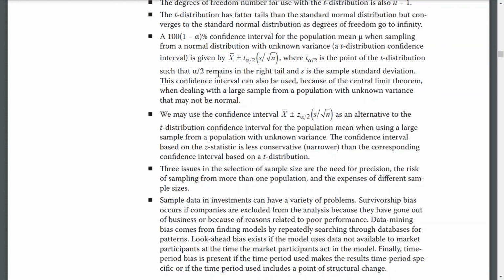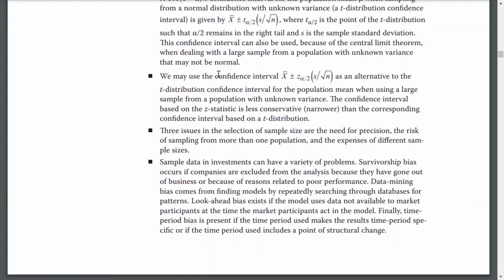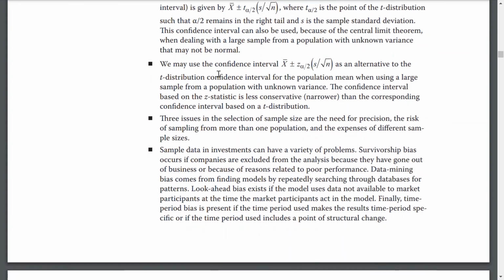This confidence interval can also be used, because of the central limit theorem, when dealing with a large sample from a population with unknown variance that may not be normal. When we use the z-statistic confidence interval as an alternative to the t-distribution confidence interval for the population mean, when using a large sample from a population with unknown variance, the confidence interval based on the z-statistic is less conservative, or narrower, than the corresponding interval based on the t-distribution.